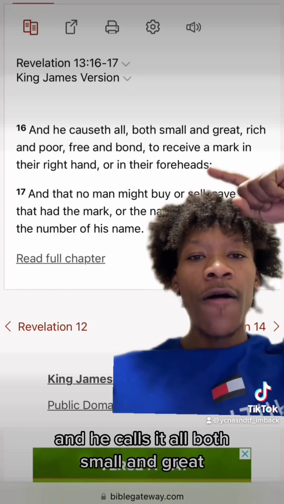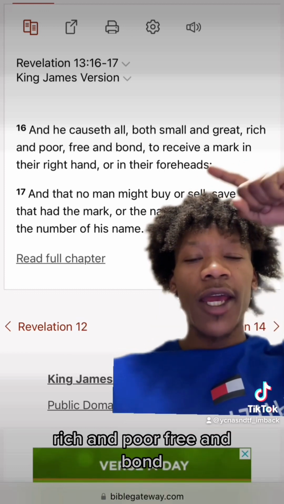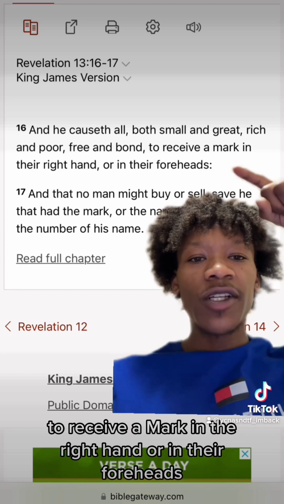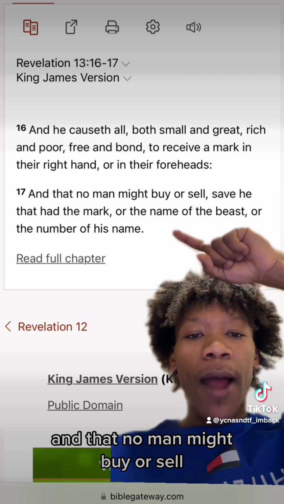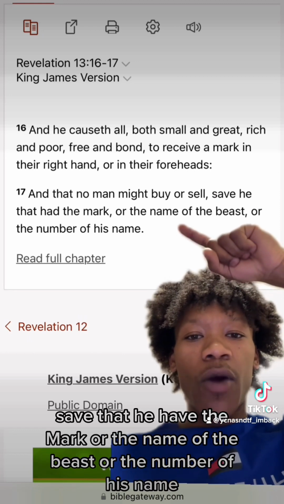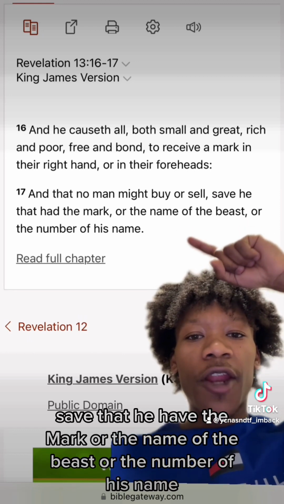And he causeth all, both small and great, rich and poor, free and bond, to receive a mark in their right hand or in their foreheads. And that no man might buy or sell, save that he have the mark, or the name of the beast, or the number of his name.